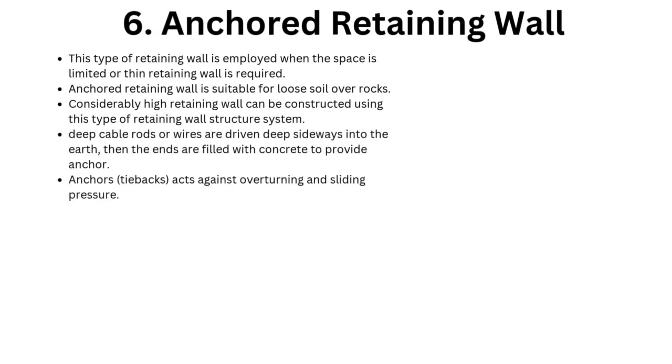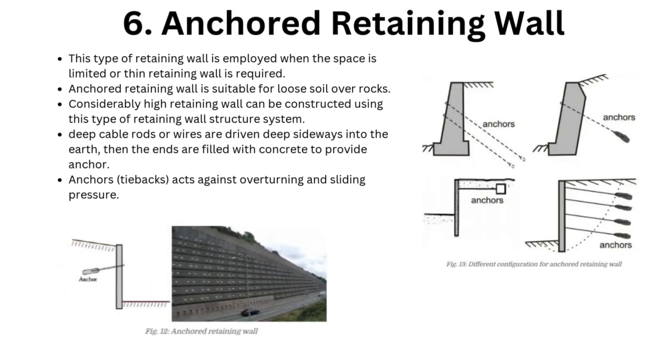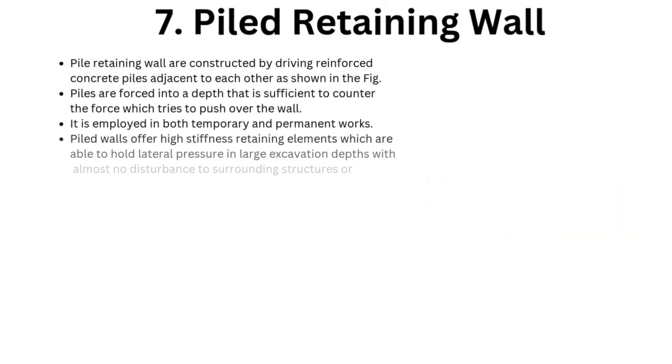6. Anchored retaining wall. This type of retaining wall is employed when the space is limited or thin retaining wall is required. Anchored retaining wall is suitable for loose soil over rocks. Considerably high retaining wall can be constructed using this type of retaining wall structure system. Deep cable rods or wires are driven deep sideways into the earth, then the ends are filled with concrete to provide anchor. Anchors, tiebacks, act against overturning and sliding pressure.